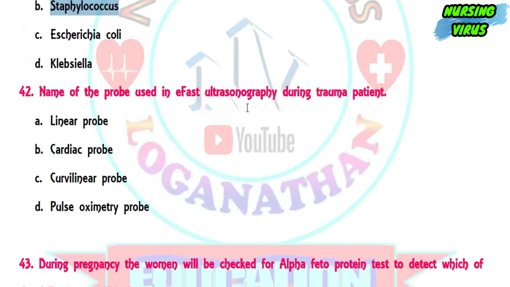So next question, name of the probe used for e-FAST ultrasonography in a trauma patient. The options are linear probe, cardiac probe, curvilinear probe and pulse oximetry probe. So the correct probe is the curvilinear probe, which is commonly used in e-FAST sonography.